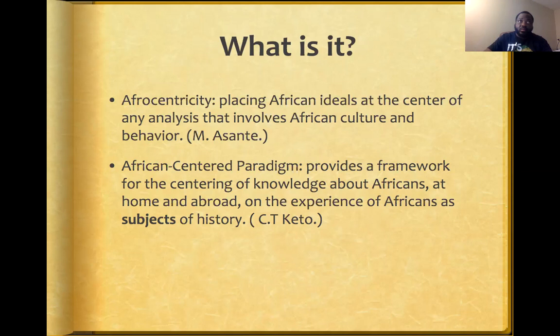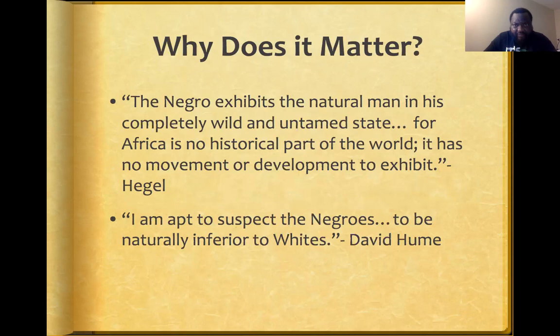of why this matters, why we would even bother with this, right? So here are a few quotes that I've drawn from prominent figures, thinkers, leaders, and the likes in history, and how they've articulated the place of the African and the African descendant in the world. George Hegel, famous German philosopher, and we'll talk more about his significance in a little bit, but he says, "The Negro exhibits the natural man in his completely wild and untamed state. For Africa is no historical part of the world. It has no movement or development to exhibit."